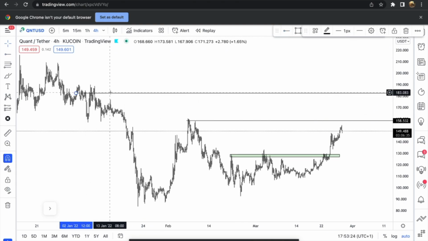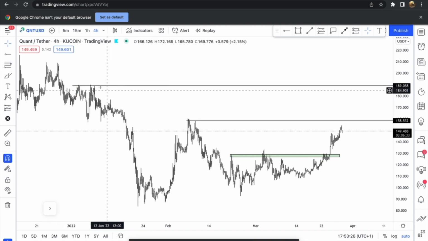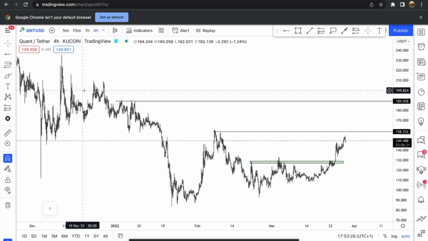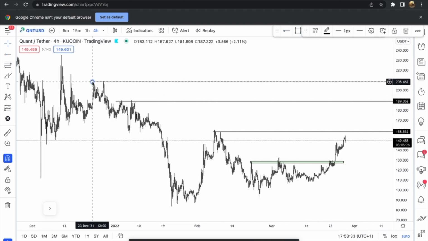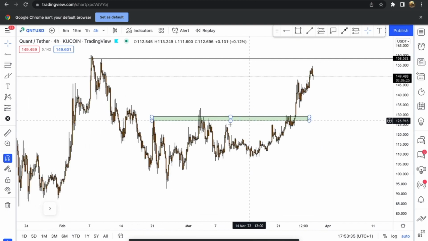The mouse is just glitching out a bit there, sorry. So that's your next area of resistance that you'll run into, I would say, and then obviously up into these levels here as well. But overall we are looking good, and I think this is the beginning of a new uptrend basically.